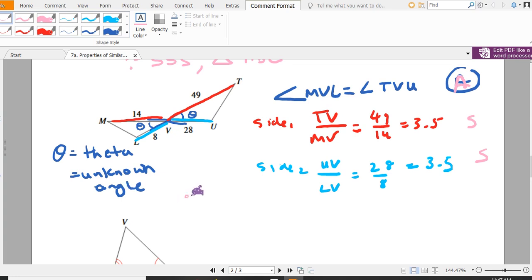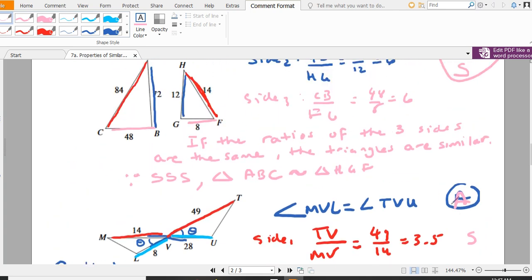So how do I write this statement in this case? Since side, angle, side is the same, or the ratios are the same and this angle is the same, then we also know that triangle MVL is similar to triangle TVU. So this is just condition number 2.